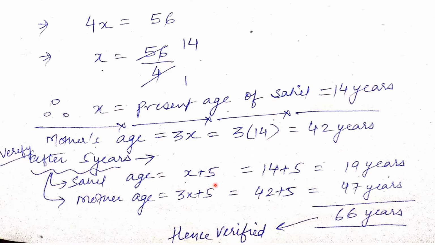We know it is x plus 5. Put the value 14 plus 5, that is 19. Similarly, mother's age after 5 years is 3x plus 5, that is 42 plus 5, 47. And 19, if I add these two ages, I get 66 years, which was given in question. Hence, we have done this question correctly. Okay.